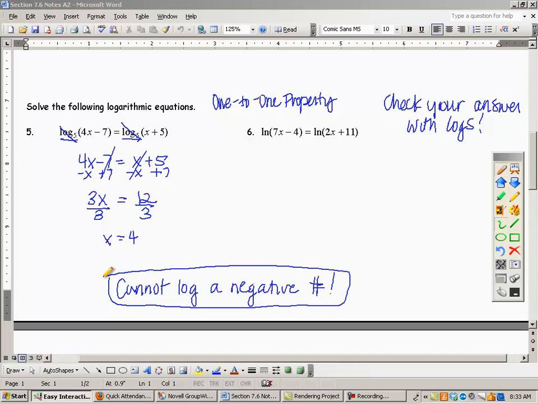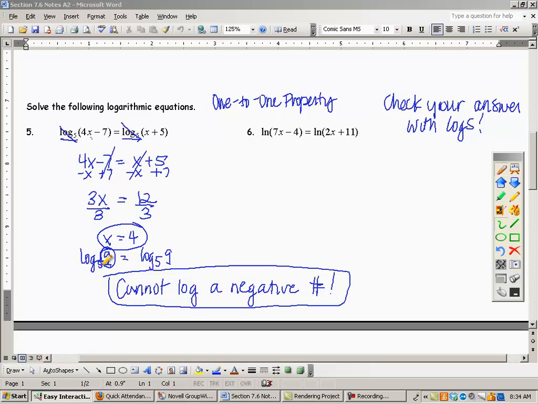So all I want to do is check. If I put a 4 into this left one, 4 times 4 is 16 minus 7, I get the log of 9, log base 5 of 9. On this side, if I put in a 4, I still get the log base 5 of 9. And because this 9 is positive, I'm going to circle this answer. Even if these 2 answers were the same, if this number is negative, you can't do it.